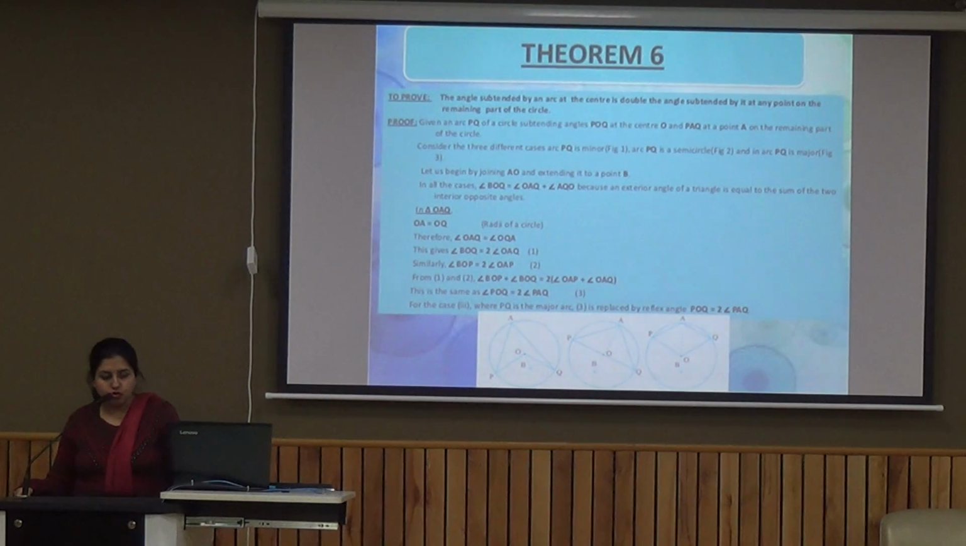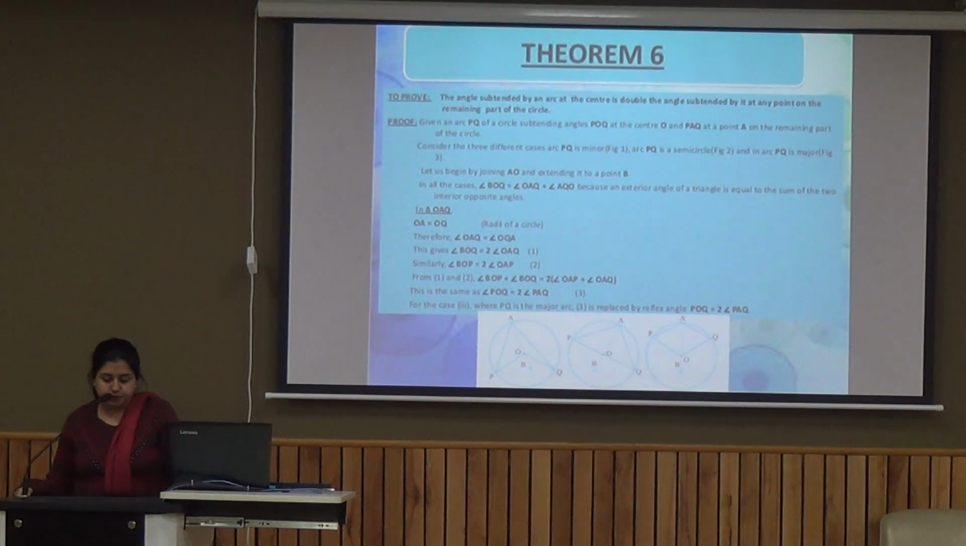In this proof, we draw three figures. In the first figure you can see that PQ is a minor arc. In the second figure PQ is a semicircle, and in the third figure PQ is a major arc. Now here we need to prove that angle POQ, which is the central angle made by the arc PQ, is twice the angle made by the arc PQ at the remaining circle. That is, angle POQ should be twice angle PAQ. Now how can we prove this? The proof is quite easy if you go through it.